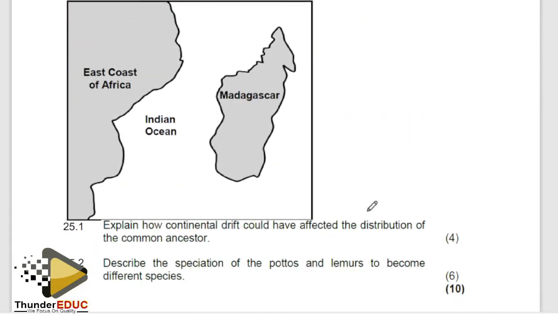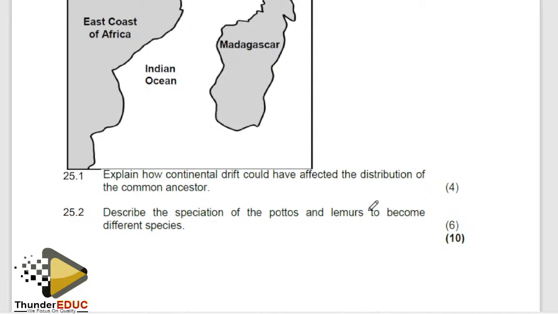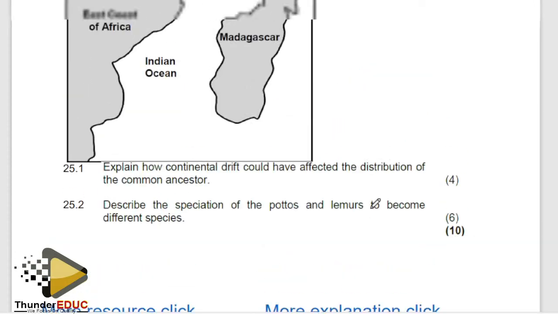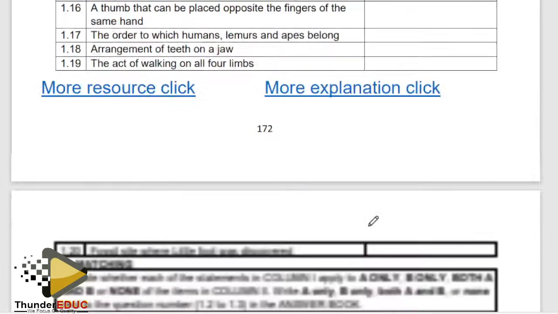Explain how continental drift leads to common ancestors, how speciation leads to the lorises and lemurs becoming different species. So it's the same thing which we were trying to explain.